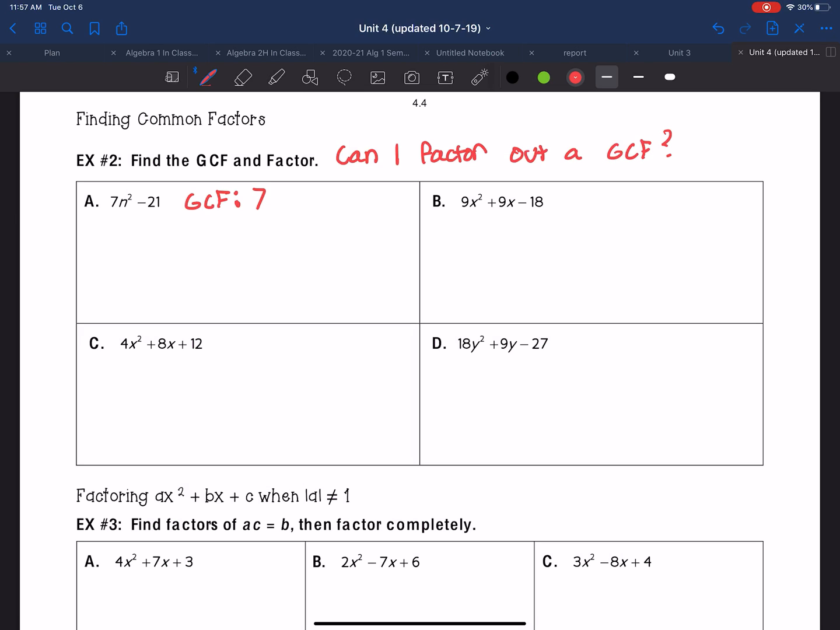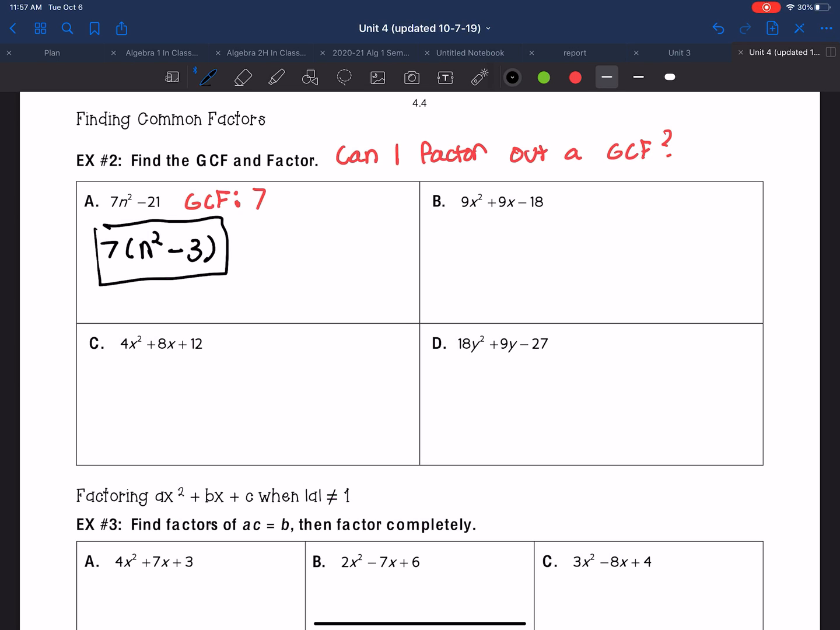That is the largest thing that I can pull out of both of those terms. So if I pull a 7 out of this binomial, I'm first going to write 7 out front, and then parentheses. 7n squared divided by 7 is just going to be n squared. And then negative 21 divided by 7 is going to be negative 3. So I have 7 times n squared minus 3, and that is going to be my GCF. So I'm factoring out the GCF, making my life a little bit easier.